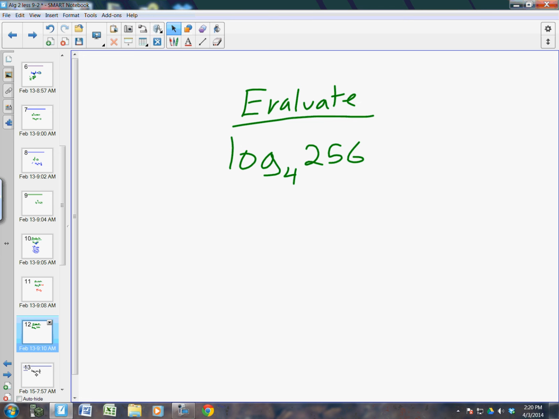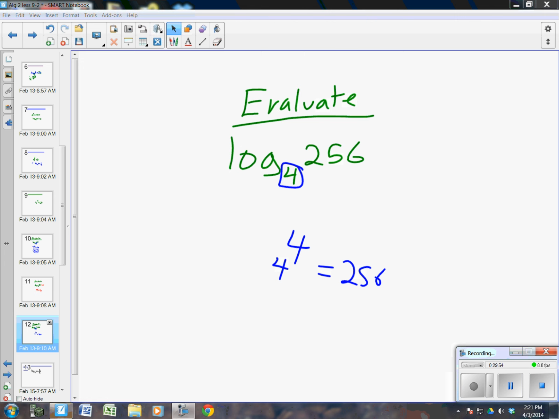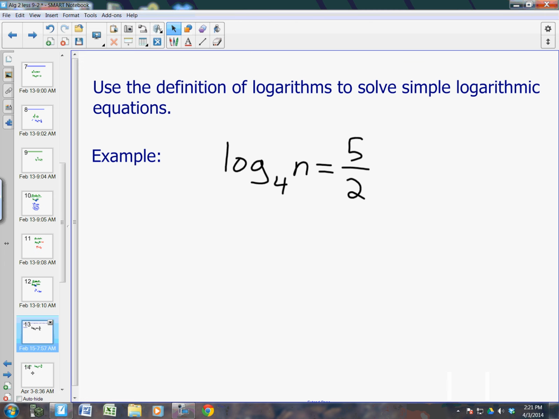Okay, switch, Sage and Scribe, whoever did the last one, switch over and do this one. Okay, what'd you guys get for the answer? 4. Because 4 to the 4th power equals 256, right? This was asking 4 to what power is 256?